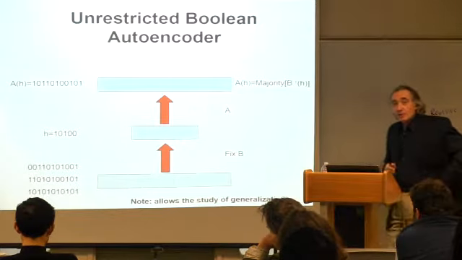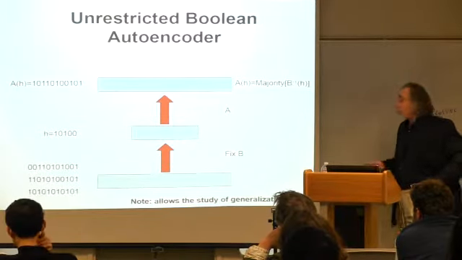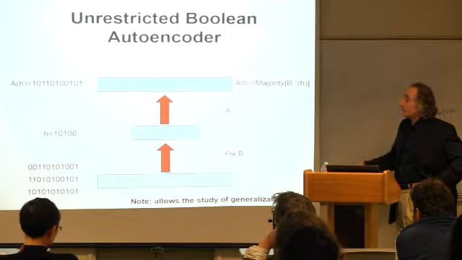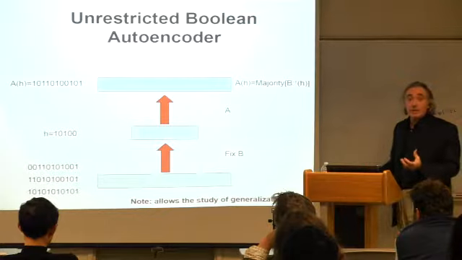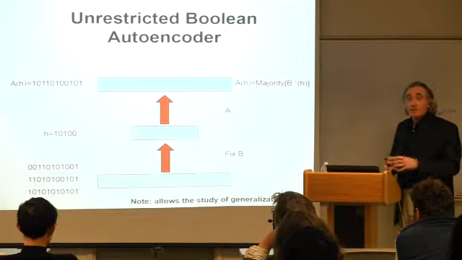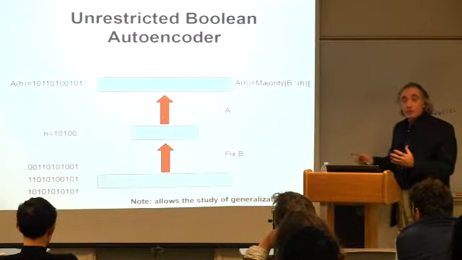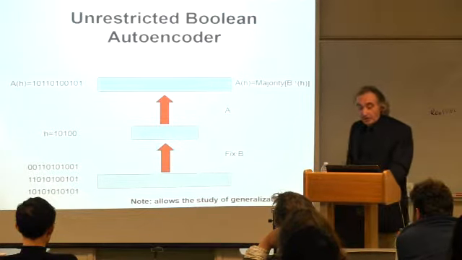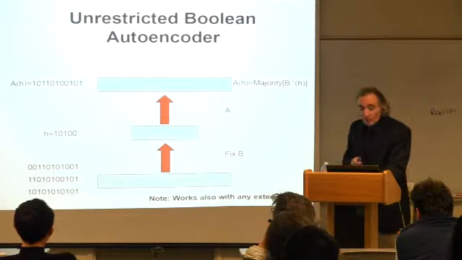And you can see that you can study generalization in a very interesting way, because you can take the majority either on all the vectors that are mapped here by B, or on the subset of vectors in the training set. The training set is a smaller set, and so depending on how you do it, you're going to get generalization effects, and you can study them in this system. So it's very interesting for that.